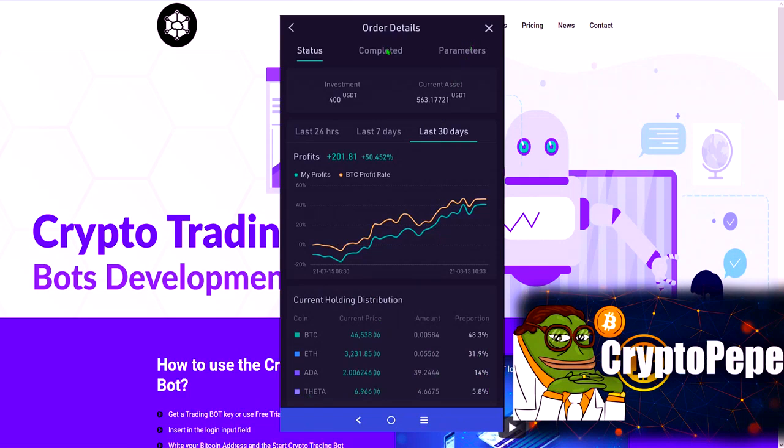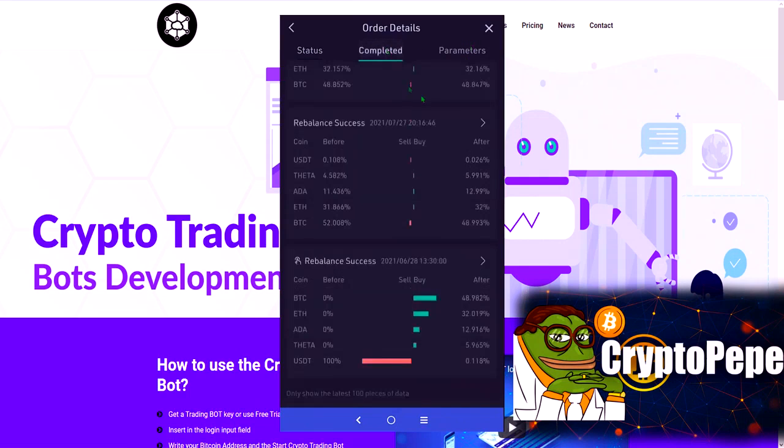So if I jump over to completed, there we'll actually see the completed rebalancing, and the first one you see down here at the bottom of the screen is actually when I deployed the bot. It purchased the positions of BTC, ETH, ADA, and Theta, and then it had its first rebalance success where it sold some of my USDT and some of my Bitcoin, because Bitcoin had reached 3% more than my original allotted figure, and that was my original configuration. Anytime any of the coins were up 3%, it would rebalance and distribute those profits to the other coins.